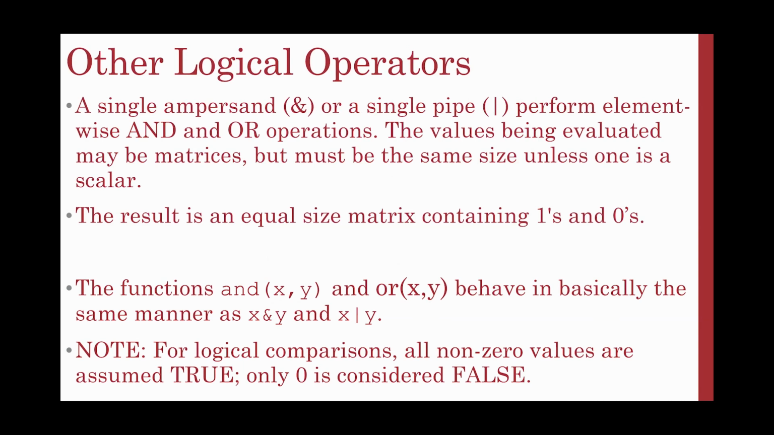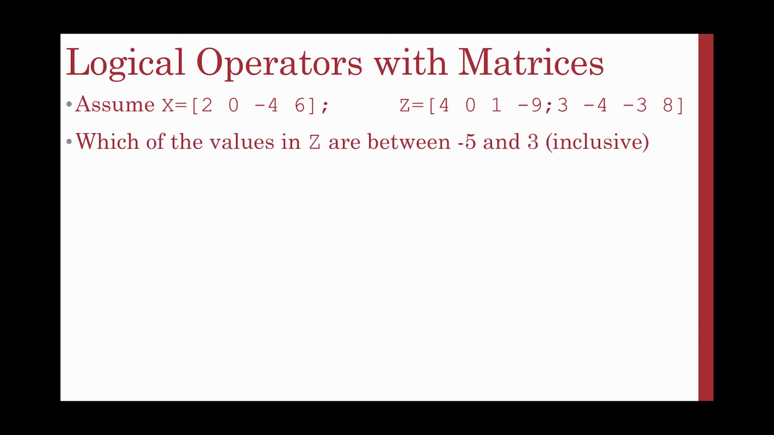For logical comparisons, all non-zero values are assumed true, so only 0 is considered false. So let's look at this case. We have our two matrices defined, x and z. We want to figure out which of the values of z are between -5 and 3 inclusive. So I can ask what values of z are greater than or equal to -5, and what values of z are less than or equal to 3. The result that you're going to get is 0, 1, 1, 0, 1, 1, 1, 0.